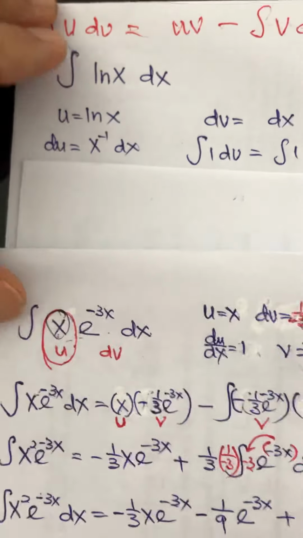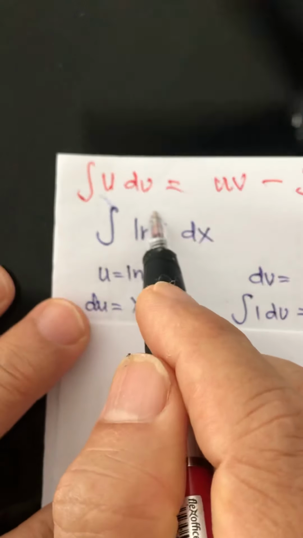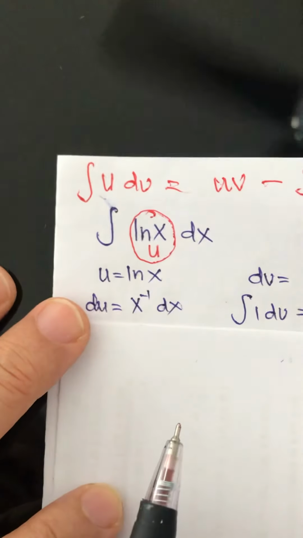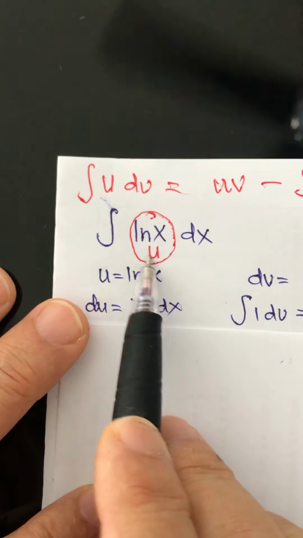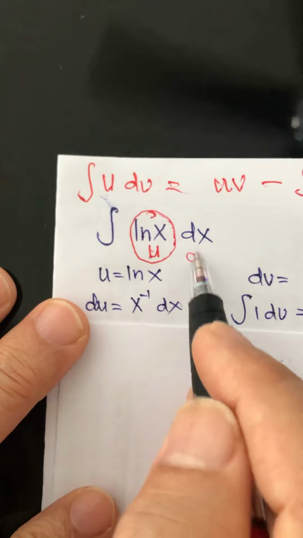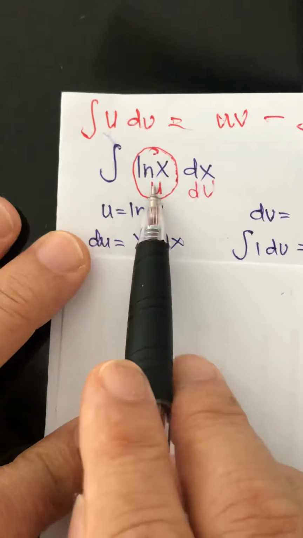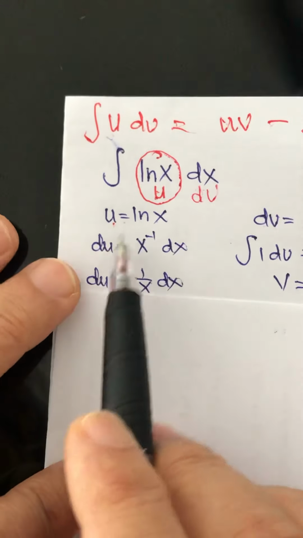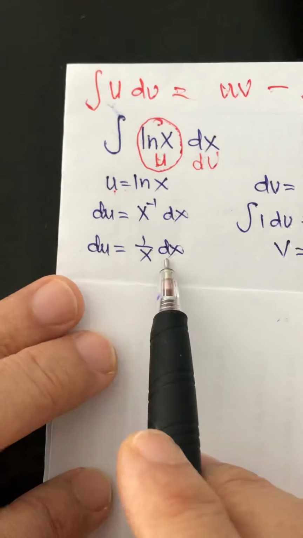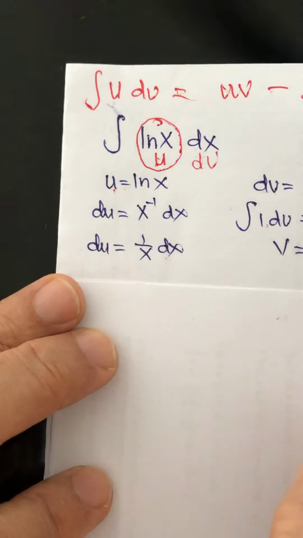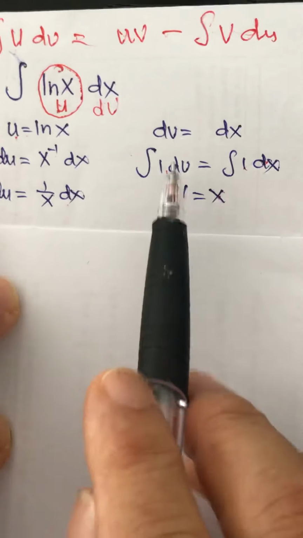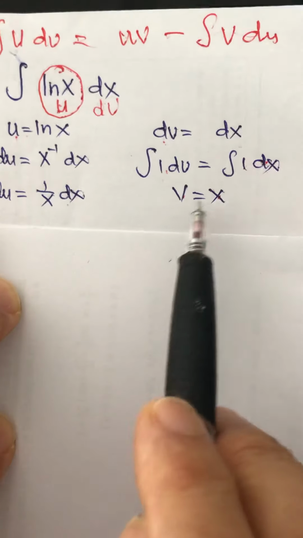But for logarithmics, remember, now the u is always the ln. The ln x is the u. Then the rest will be the dv. That's why I get this: u equals ln x, dv equals dx. So I differentiate this, du equals x^-1 dx. And then here I integrate the 1 from dv equals dx, and I get v equals x.